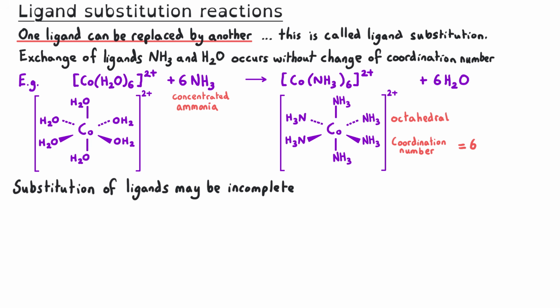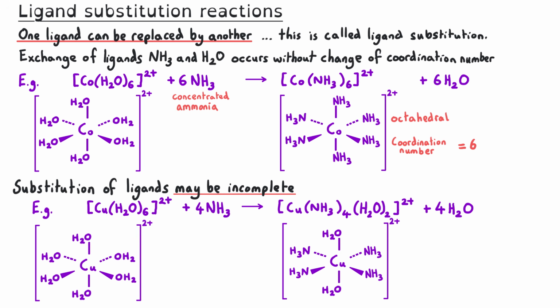Sometimes the substitution of ligands may be incomplete, and the example of this that you need to know is when hexaaquacopper is reacted with an excess of ammonia. On this occasion, only 4 water ligands are replaced with 4 ammonia ligands. And so the equation looks like this, with the complex being reacted with 4 ammonia molecules, and we end up producing this new complex and 4 substituted water ligands.